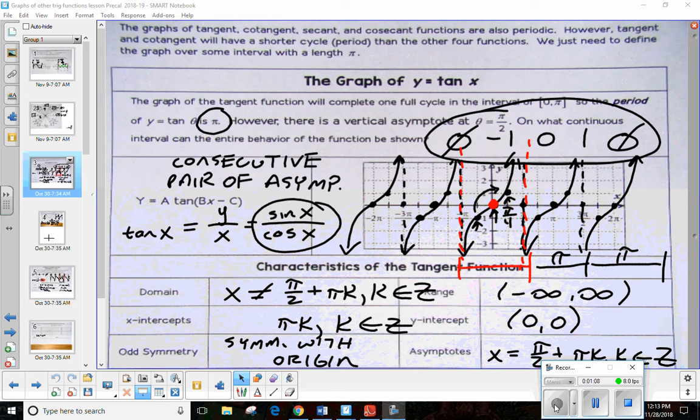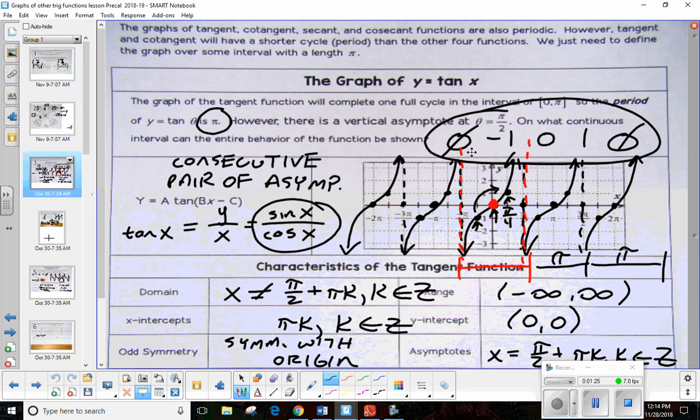Okay, then let's take a look. Well, the other day, we started looking at tangent. He has a y-intercept of 0. His period is going to be pi. And we had 5 critical values for tangent.